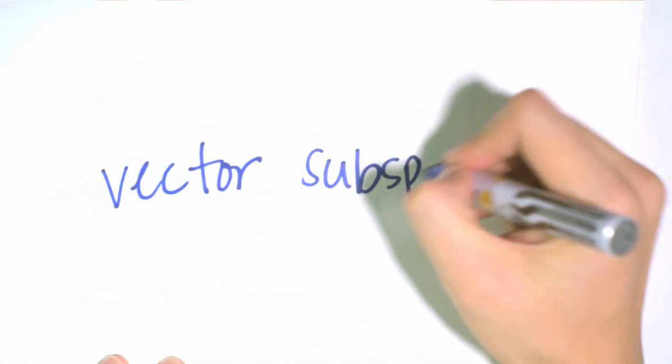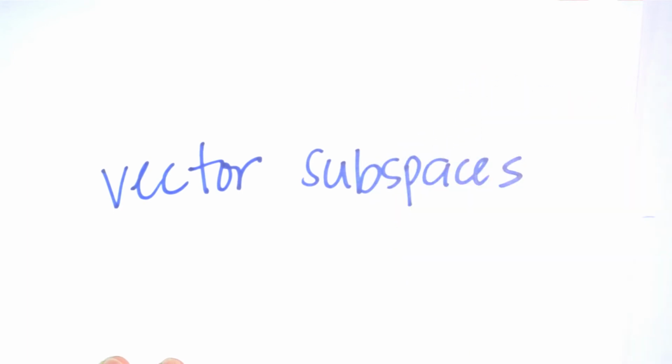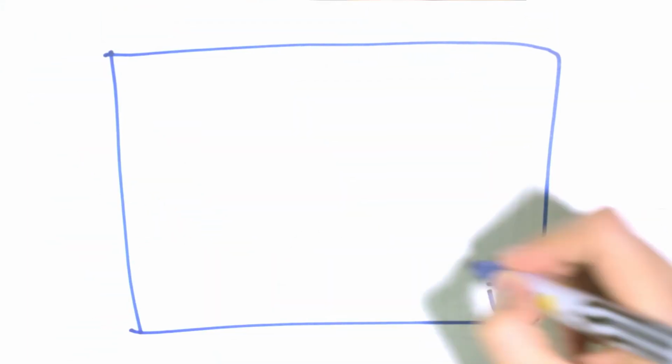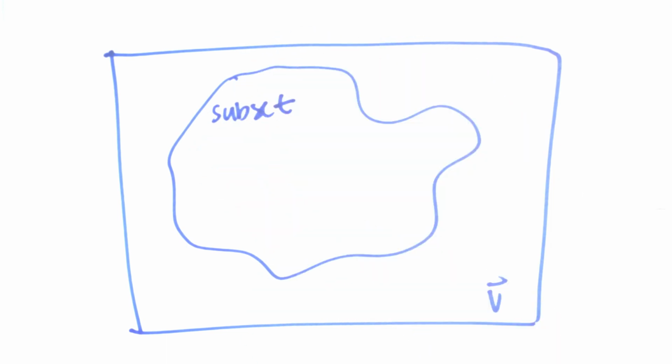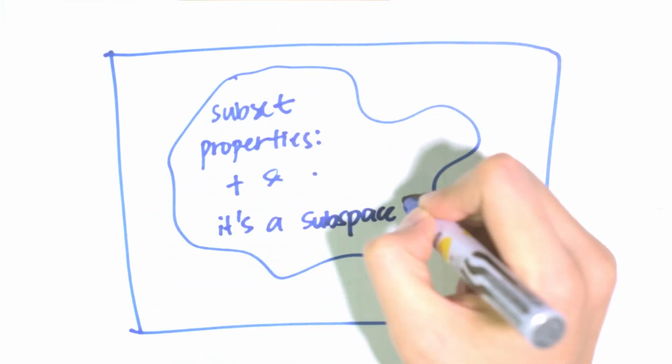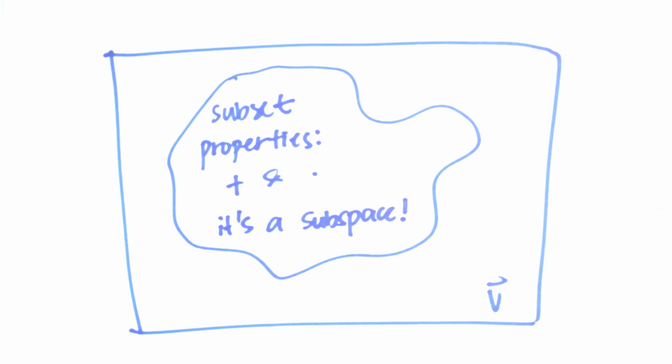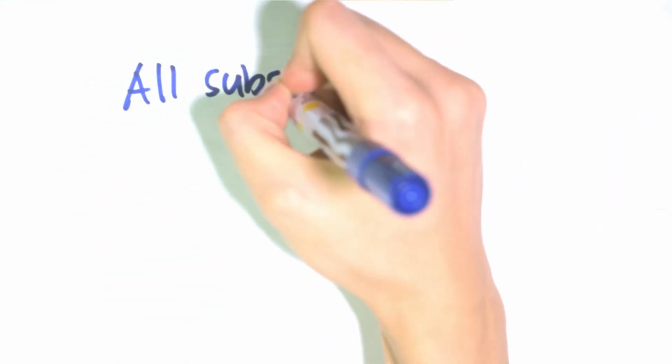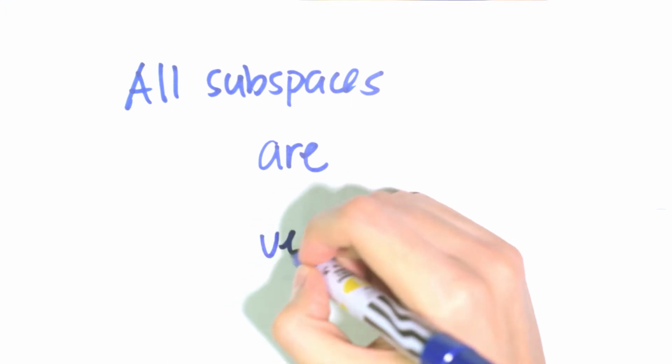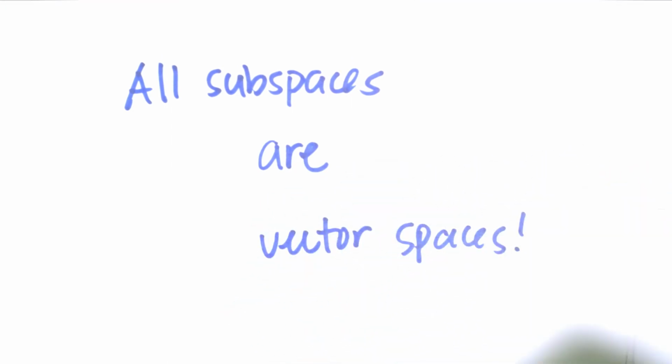So let's quickly touch on the concept of vector subspaces. A vector subspace is simply a subset of a vector space. It retains all of the vector space's properties, including being closed under vector addition and scalar multiplication. With this in mind, we can conclude that all subspaces are also vector spaces, since they essentially satisfy the properties of a vector space.